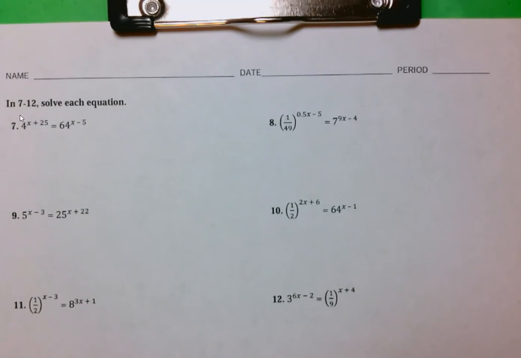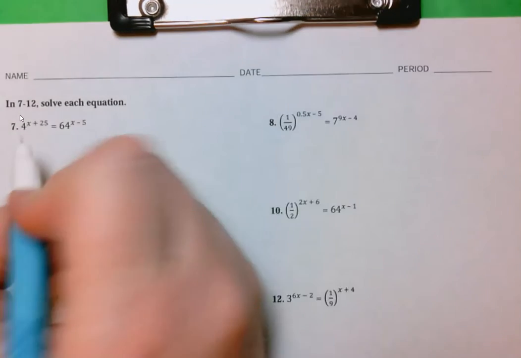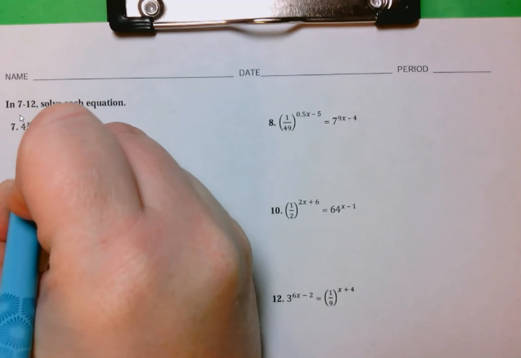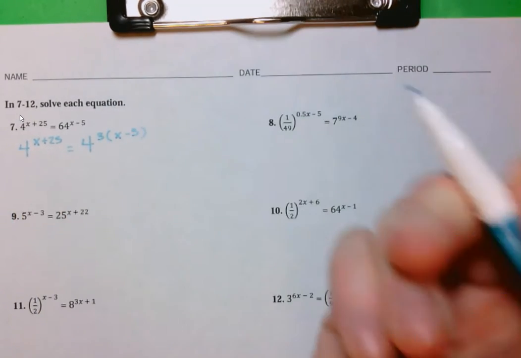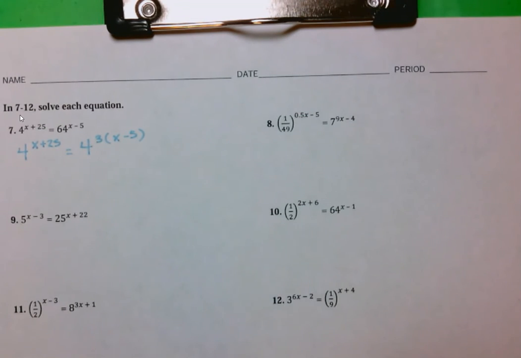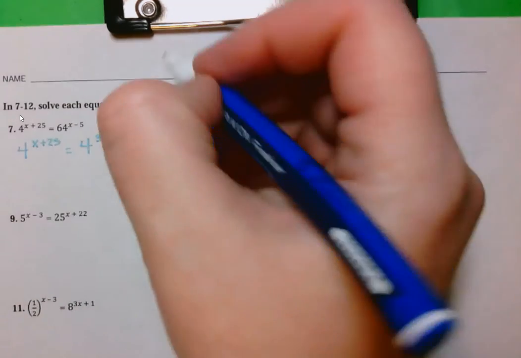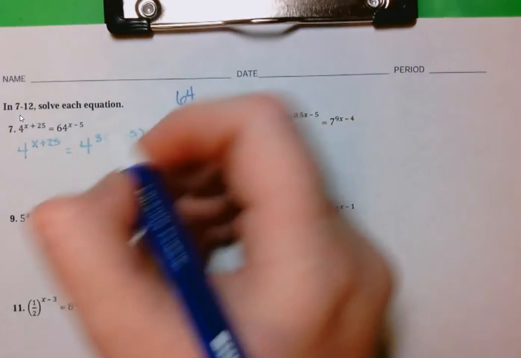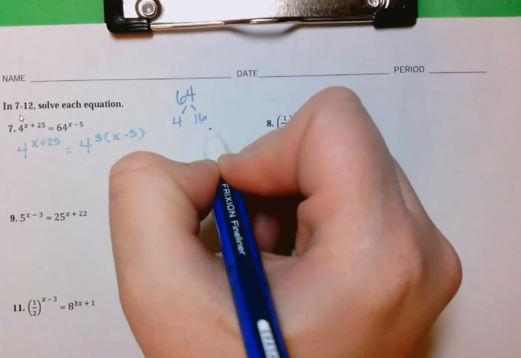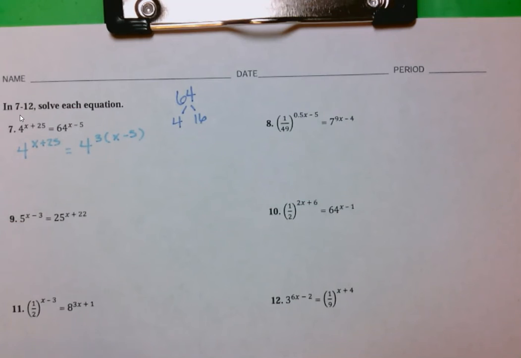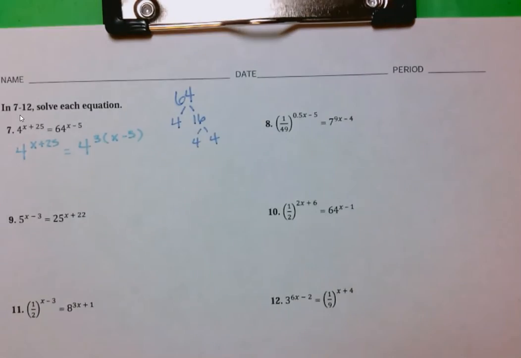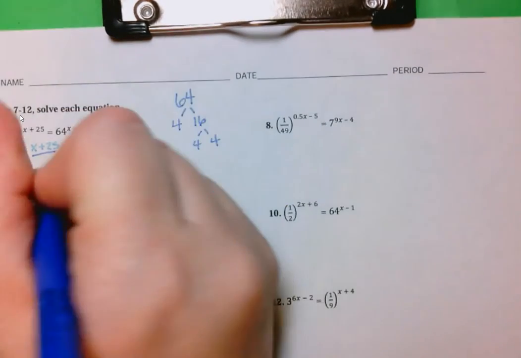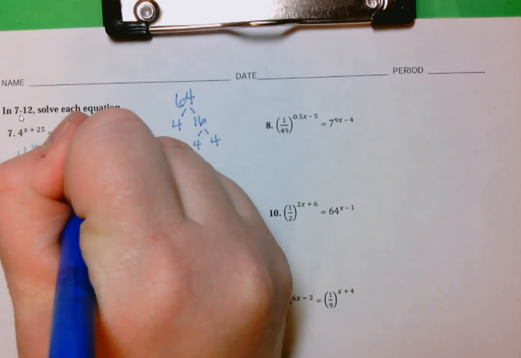Solving, you have to make common bases. So 4 and 64: 4 to the x plus 25 equals 4 cubed to the x minus 5. You have to have the same base, so you have to make 64 a power of 4. The easiest way to do that is take 64, and you know you've got a base of 4, divide by 4, and then keep dividing by 4, and it tells you how many 4s you have, so that's your same base. Then you would take these two exponents and set them equal, so x plus 25 equals 3 times x minus 5.